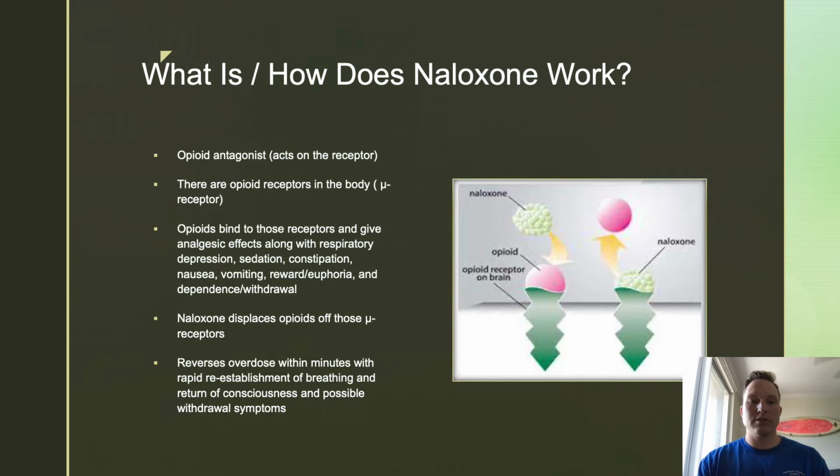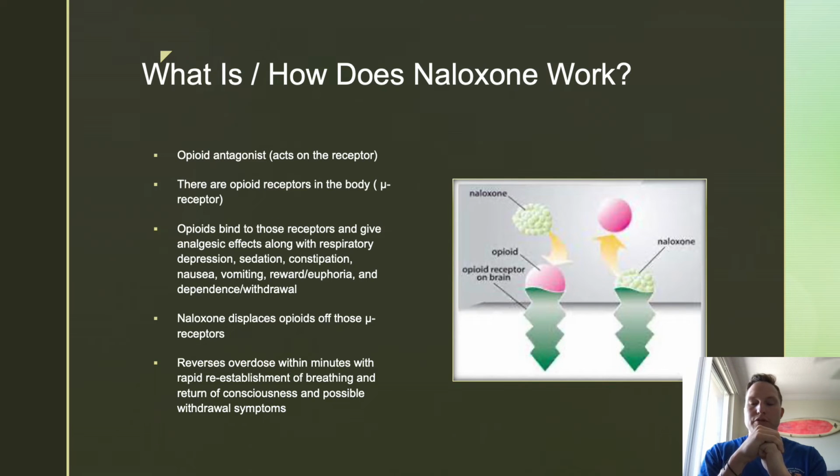What naloxone does, since it's an opioid antagonist, is it likes these receptors, so it can push the opioid molecule off and attach to the receptor. It tells the opioid to get off, attaches to the receptor, and helps reverse those negative effects within minutes.